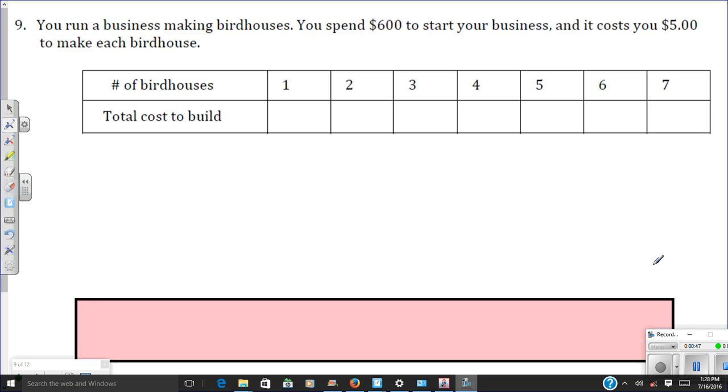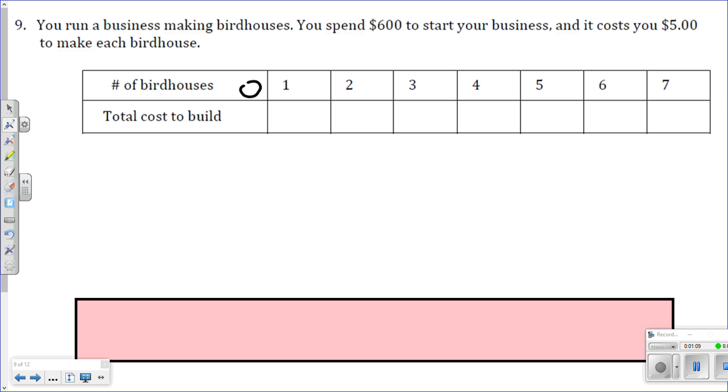Okay, so you run a business making birdhouses. You spend $600 to start your business, and it costs you $5 to make each birdhouse. Now, the assumption here that is very important to remember is that the $600 is spent whether or not you make any birdhouses at all. So technically, if you build 0 birdhouses, you are still going to spend $600.